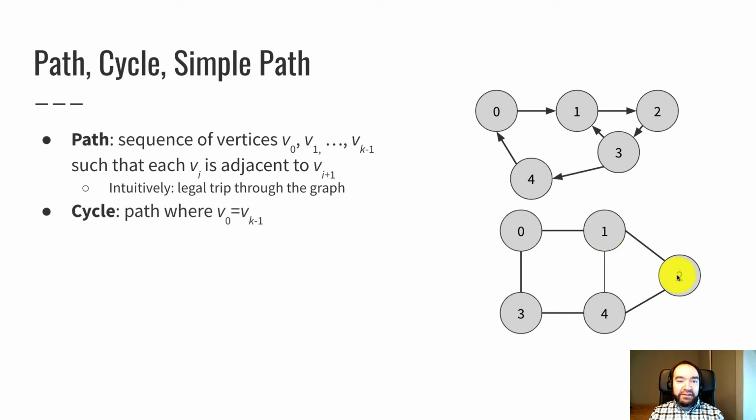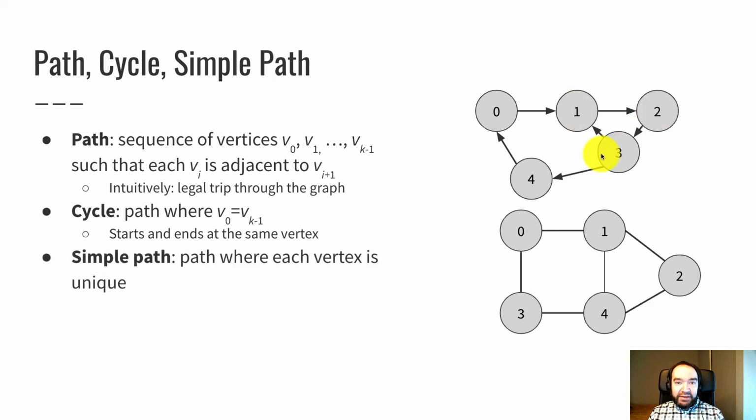A cycle is a special case of a path where v0 and vk minus 1 are the same. In other words, it's a path that starts and ends at the same vertex. So for example, in the undirected graph, I could form a cycle by going around this square here. So 3, 4, 1, 0, 3. I started and ended at 3, the same vertex. Or in the directed graph, I could go around this triangle. So 3, 1, 2, 3. I started and ended at 3.